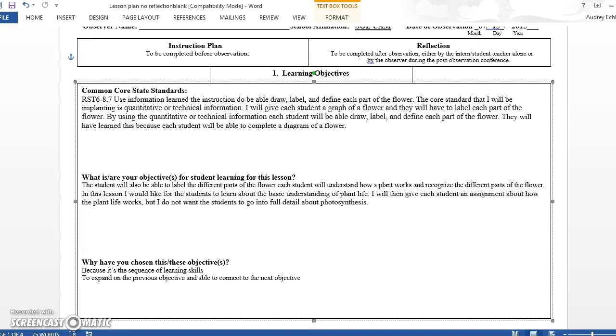Why have I chosen these objectives? Because it's in sequence of the learning skills and to expand on the previous objective and able to connect to the next objective.